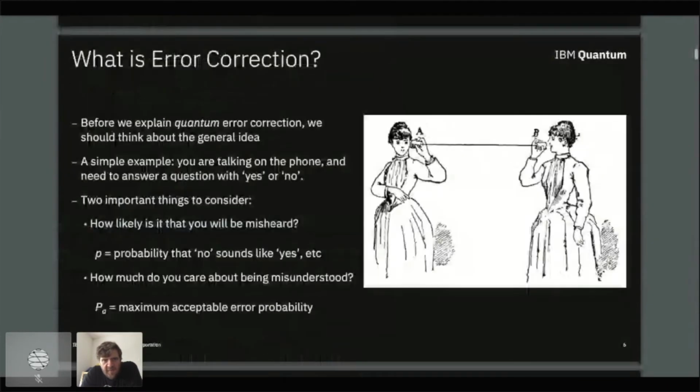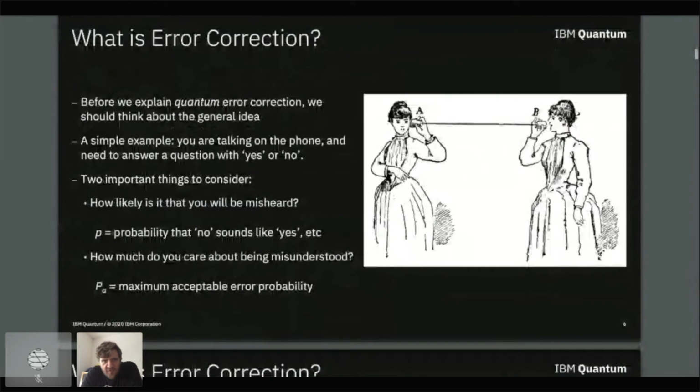So we'll begin by just looking into what is error correction as a whole, what is even the concept of error correction. And for that, we can think of a classical example. In fact, we can think of a very down-to-earth example of people talking to each other.